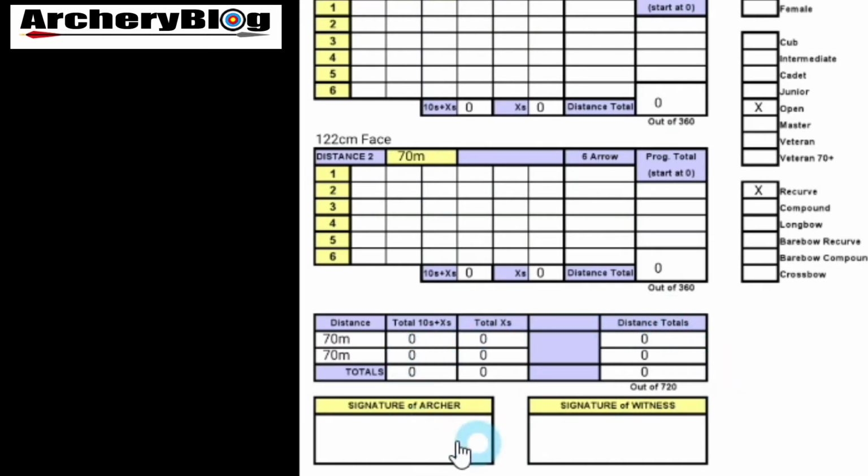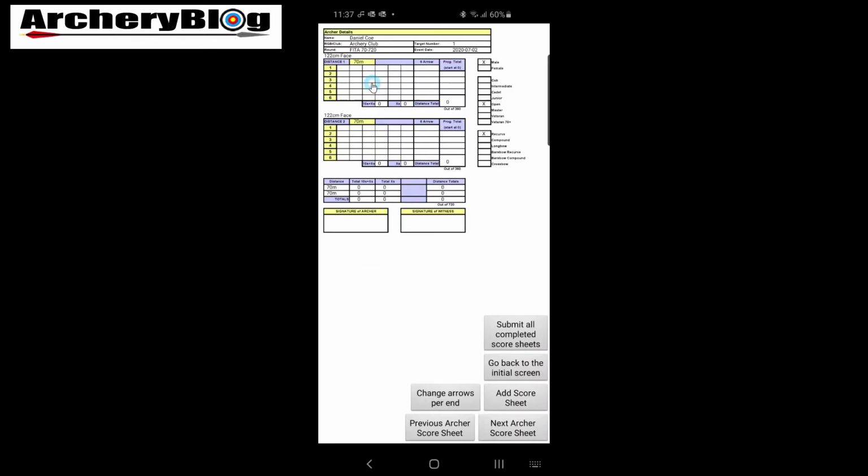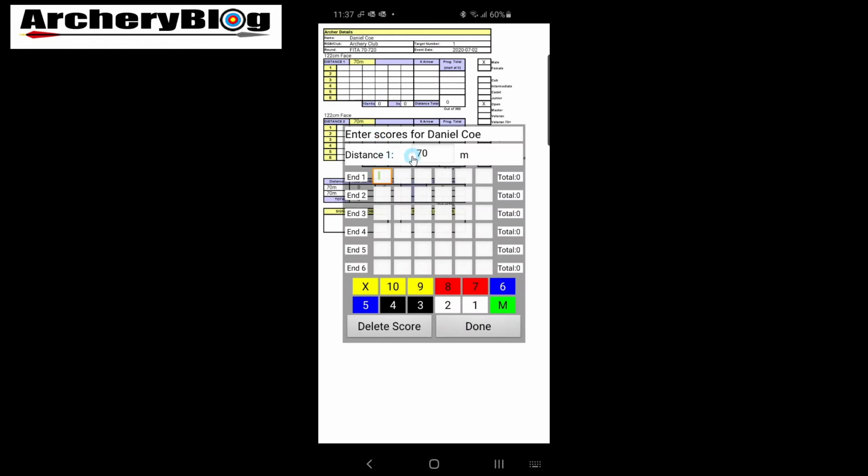And there's 2 boxes on here, one for the signature of the archer on the left and one for the signature of the witness, or the target captain as they call it, on the right here. So what you do then is you click on the top box of the score sheet, and then it opens up the way to score your values, really.